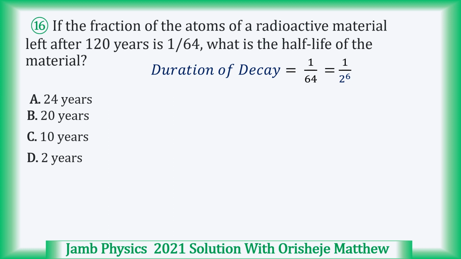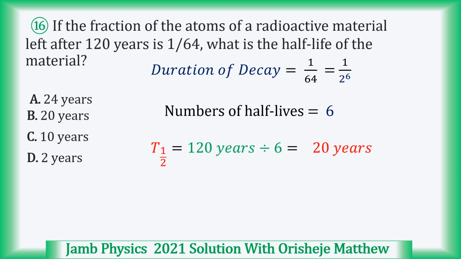1/2⁶. That simply tells us that there are 6 half-lives. So with 6 half-lives, we use the number of half-lives to divide the total duration: 120 years divided by 6. So the half-life of the material is 20 years. So the answer is B.